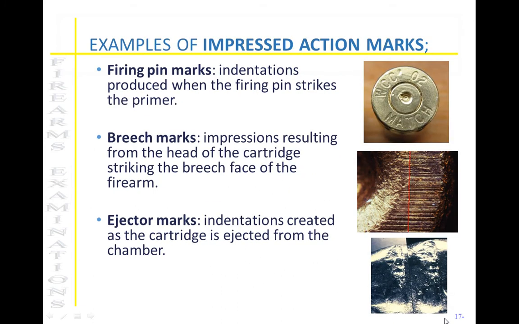There are also the impressed action marks, which are usually either firing pin marks, breech marks, or ejector marks. Firing pin marks are indentions that are produced when the firing pin strikes the primer. Breech marks are impressions resulting from the head of the cartridge striking the breech face of the firearm. And ejector marks are indentions created as that cartridge is ejected from the chamber.